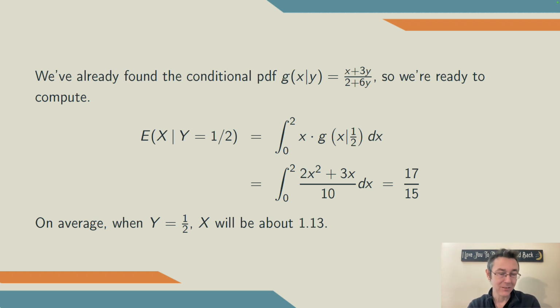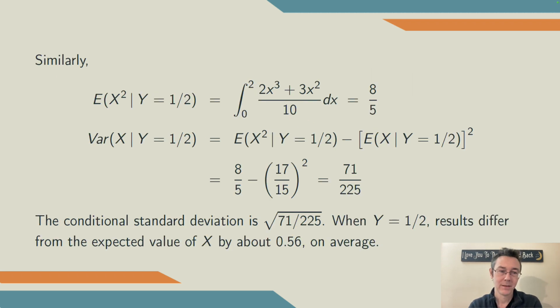So to get the expected value of x under this condition, we are going to integrate over the support of x here, so from 0 to 2, x times g of x given 1/2. When we do out that integral, we get 17/15. So on average, when y is equal to 1/2, x will be about 1.13, 17/15.